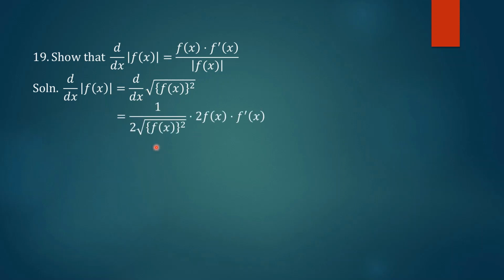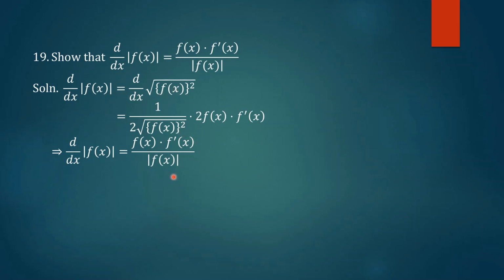So we write 1 by 2 root over the function itself into the inner function derivative is twice of f(x) into f(x) derivative is f dash x. Is that clear? So 2 and 2 will cancel, is equal to f(x) into f dash x divided by mod of f(x). This term can again be replaced by mod f(x) because this is actually mod f(x).